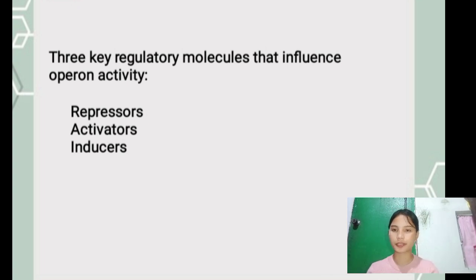Last is inducers, small molecules that bind to repressors, altering their shape and preventing operator binding, allowing transcription. Alternatively, they bind to activators to enhance their activity.